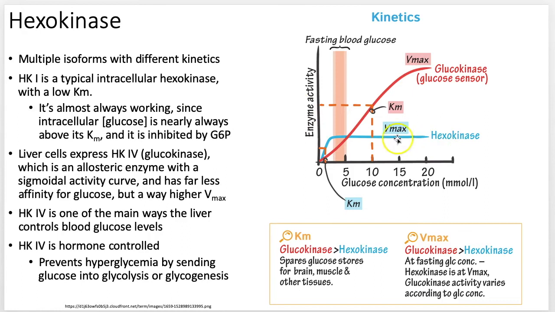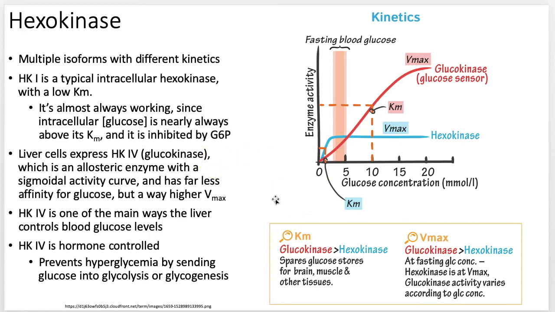So the blue line here is a typical cellular hexokinase, so just focus on that one. Super low KM. I don't even know why they label it here. The KM is like crazy low. Remember, KM is the concentration at half Vmax. And so they have a really low KM, which just means they bind to glucose super duper well. And so they're always doing their thing.